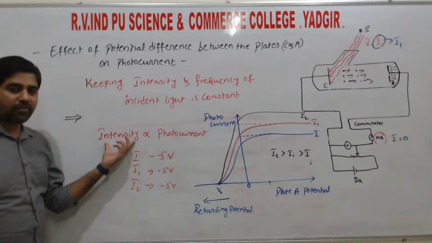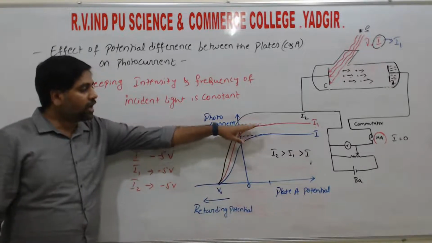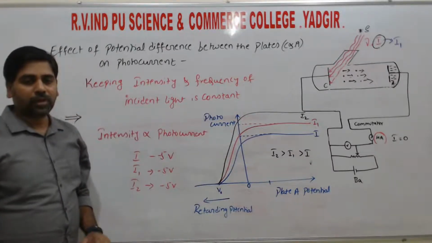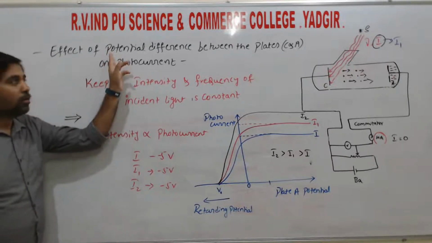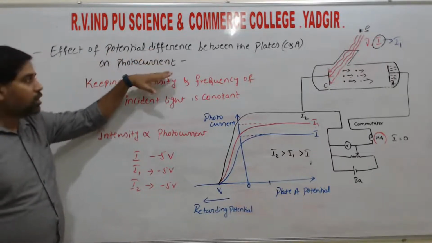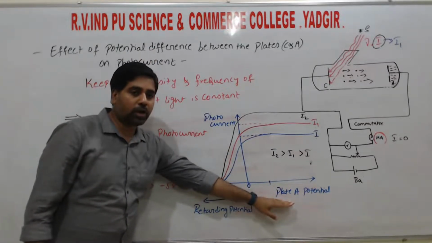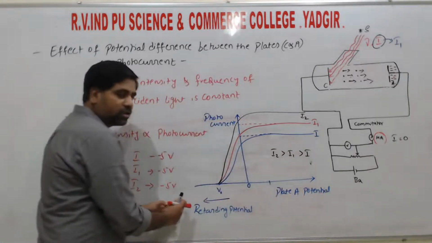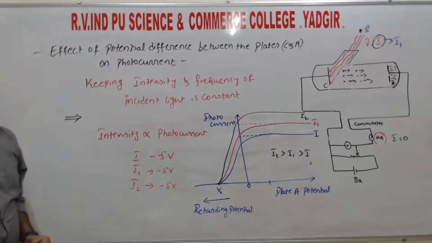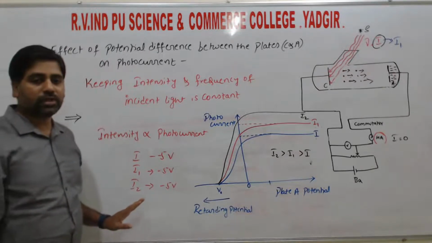Whichever intensity we are giving, we get the same stopping potential for every intensity, right? So this is the discussion of the effect of potential difference on photo current, that is, photo current versus potential difference. Towards the right we have applied positive potential, towards the left we apply negative potential, right? So this is the conclusion. So in that, what is the first conclusion?